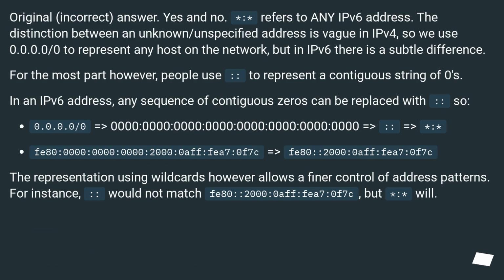Original, incorrect, answer. Yes and no. :: refers to any IPv6 address. The distinction between an unknown/unspecified address is vague in IPv4, so we use 0.0.0.0 to represent any host on the network, but in IPv6 there is a subtle difference. For the most part, however, people use :: to represent a contiguous string of zeros.